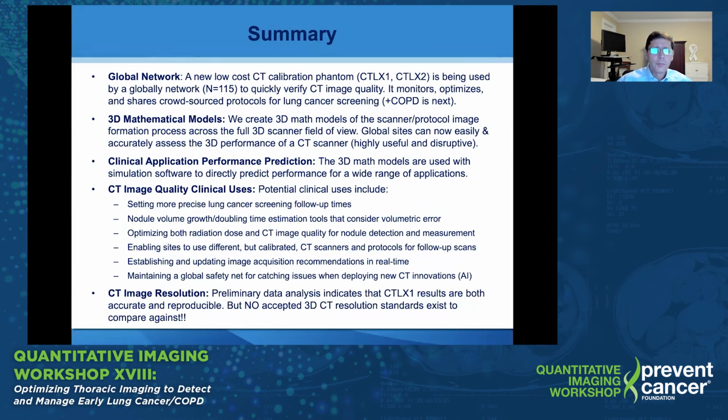So in summary, we have now a global network using a new low-cost CT calibration phantom, the CTLX-1 and the CTLX-2. We have 115 phantoms distributed around the world, and those sites can now quickly verify their CT image quality. And not only that, but they can optimize and they can share their crowdsourced protocols for CT lung cancer screening. And again, Chuck will talk about an effort that I'll be inviting a whole bunch of people to soon, to look at guidance on protocols for both lung cancer screening and COPD.